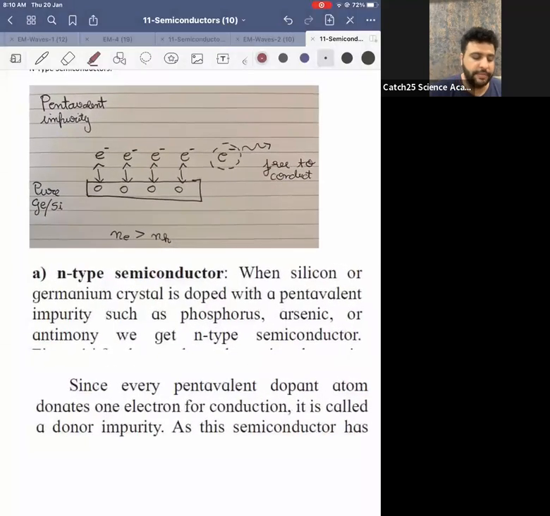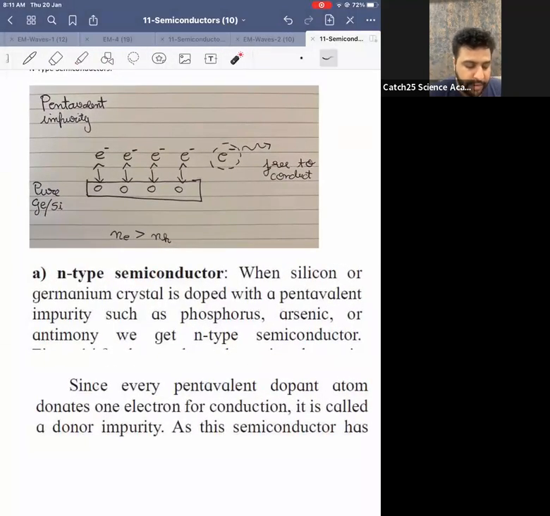I'll explain again. I have pure germanium and pure silicon. They have 4 holes in the outermost orbit. Then I add pentavalent impurity, which means 5 electrons. Out of that, 4 electrons will combine with 4 holes, leaving behind one free electron, which is free to conduct. Since electron is conducting, it is called N-type semiconductor, and the number of electrons is greater than the number of holes.